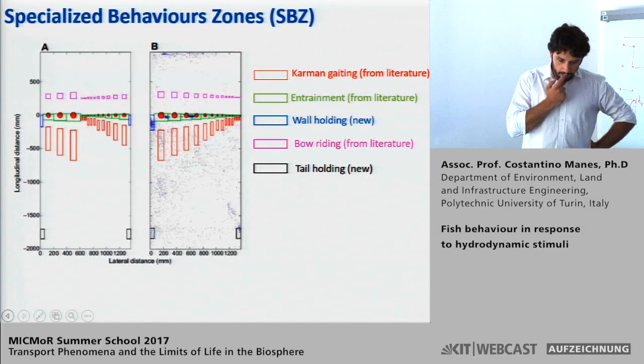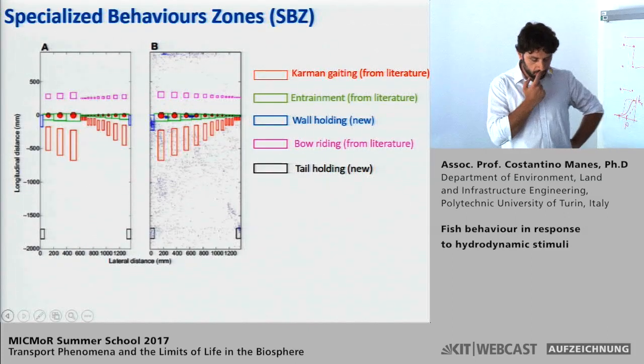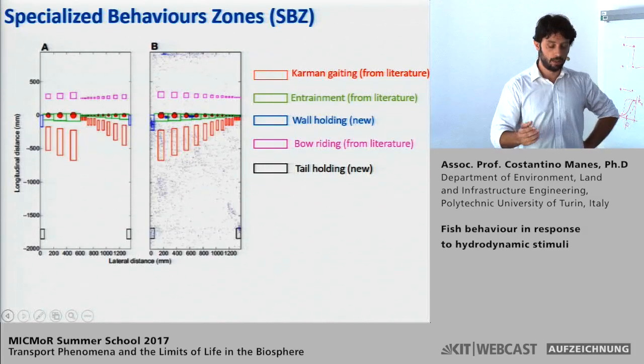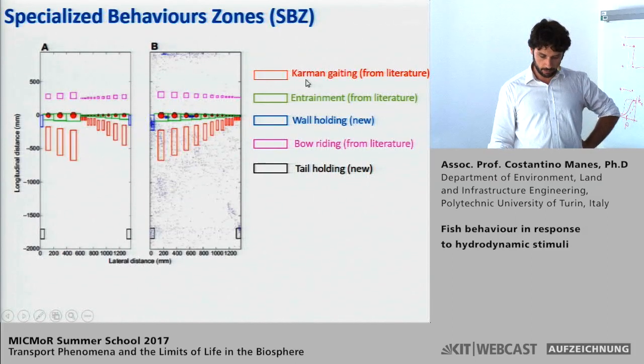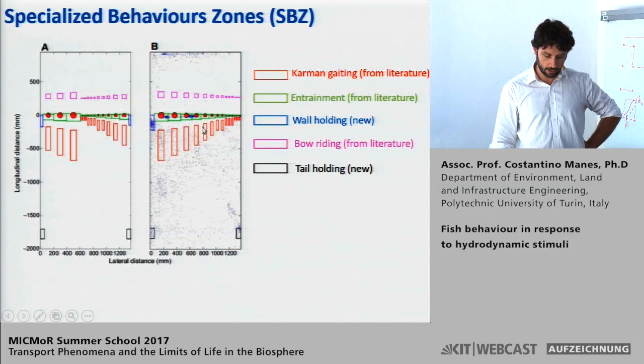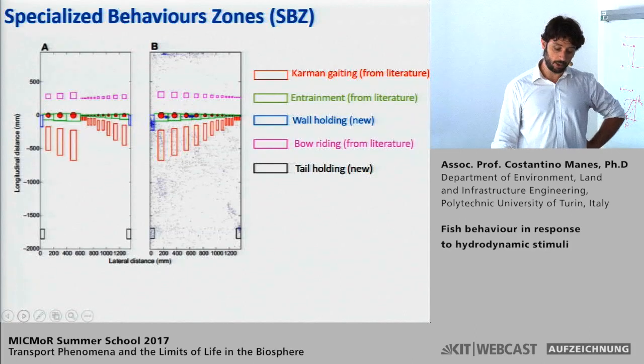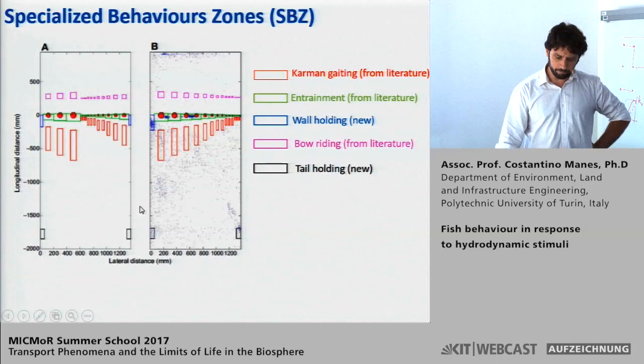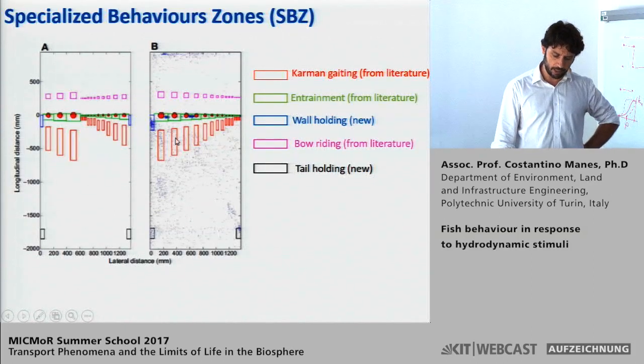Furthermore, we identified all those areas within the test section where specialized behavior zones could occur. If you remember, we talked about Karman gaiting, which was known from the literature. By analyzing the data from the numerous papers on Karman gaiting, we could get a definition of an area where it could occur, which depends on the cylinder diameter and the size of the fish as well. So we could identify it in our test section.